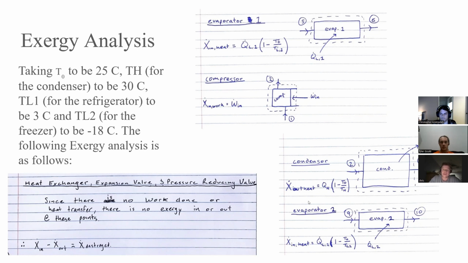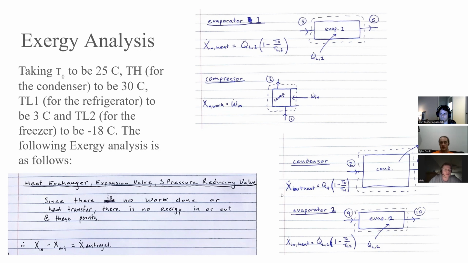Looking at our condenser, the equation is very similar to that evaporator, except the exergy will be leaving the system in a form of heat. So again, very similar equation, except those QL and TLs will be replaced with QH and TH. And then evaporator 2, same thing as our evaporator 1. We're just changing out that Q dot L1 value for the Q dot L2. Same thing with the TL1 to the TL2.